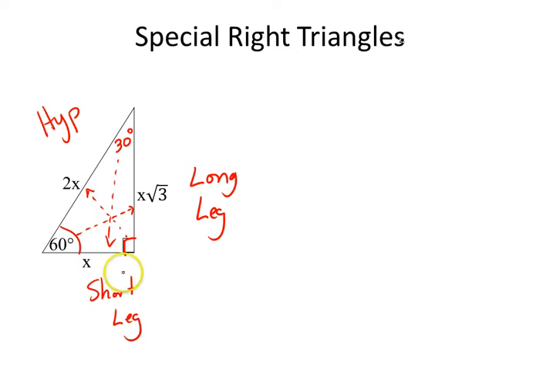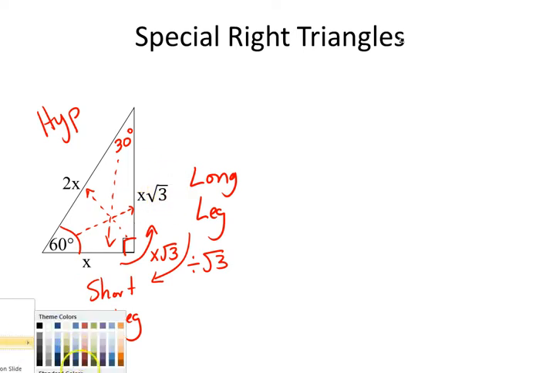So to go from the short leg to the long leg, we're going to multiply by radical 3. So that's times radical 3. And to go from the long leg to the short leg, we're going to divide by radical 3. So whatever number's on the long leg, divide by radical 3, and that'll be my short leg. If I have the short leg, you multiply by radical 3, and that will be your long leg. And that's where this radical 3 shows up.